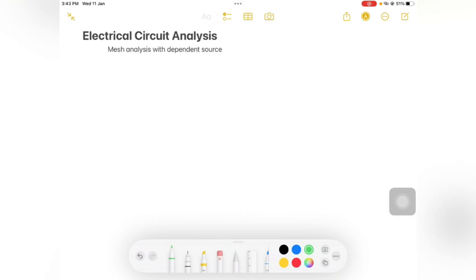So let us see the next topic under electrical circuit analysis, that is mesh analysis with dependent source. Probably you might have done mesh analysis with an independent source, which is very easy: apply KVL for the loop and determine the unknowns. So let us see what happens if there is a dependent source in the circuit.